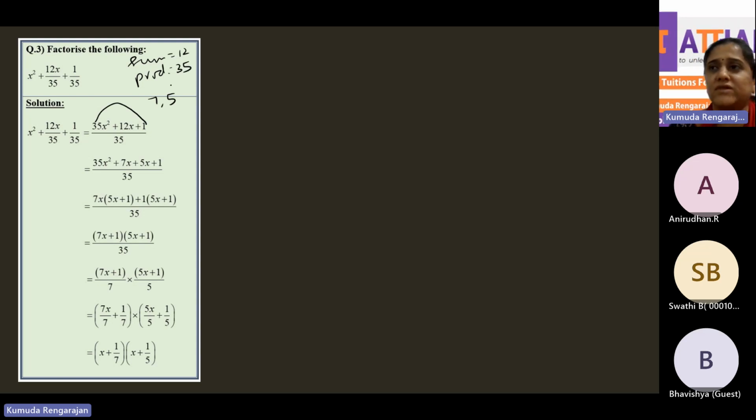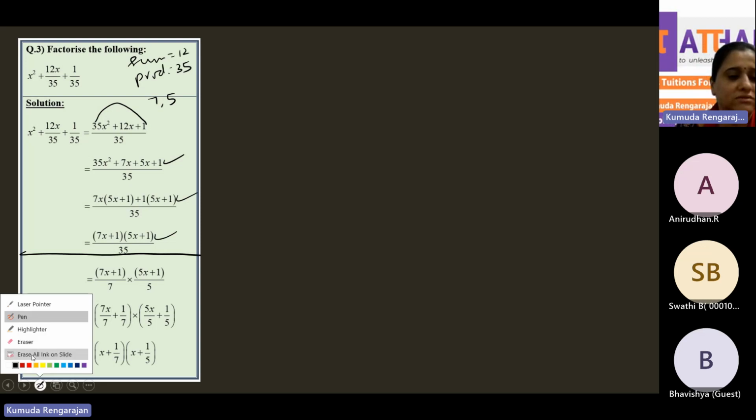7 plus 5 is 12. 7 5s are 35. So split the middle term and then you know the step. So the denominator, we're not making any change. Only the numerator. So split the middle term, then grouping, and then the step. So till here, you're familiar with that.